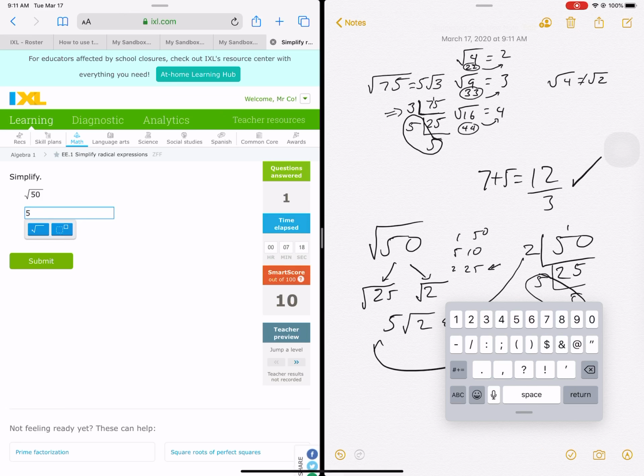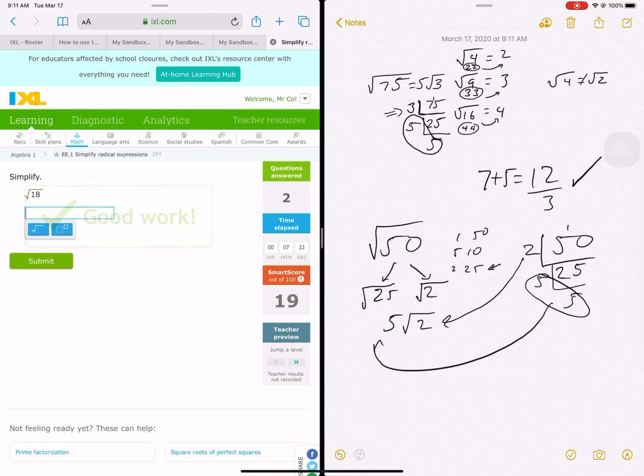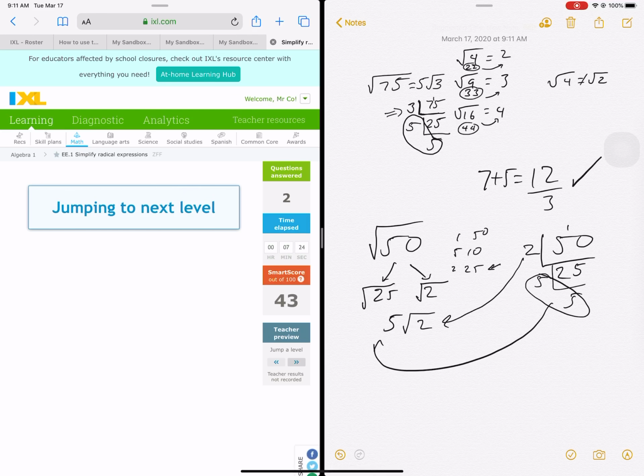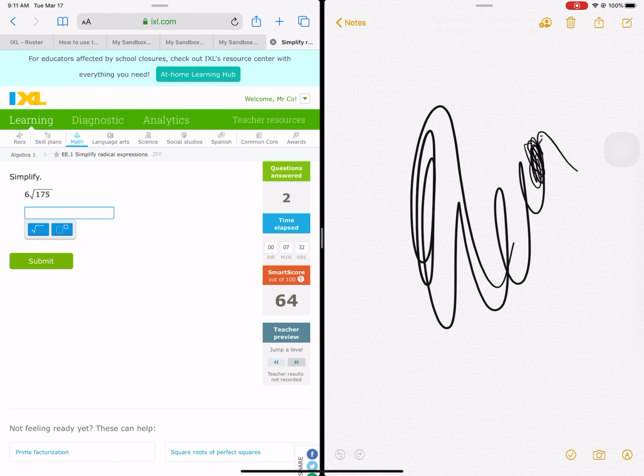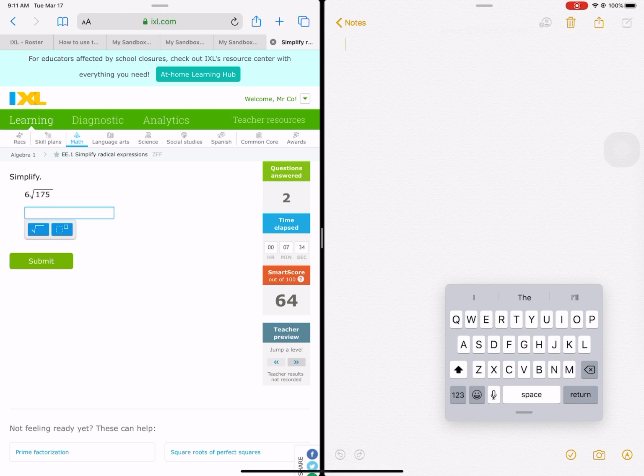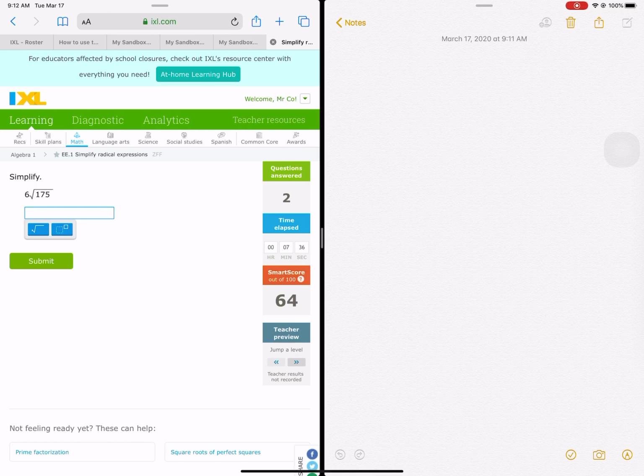5 square root of 2. Great work. Okay, let's jump to a couple levels here. Now, this one looks a little messy, right? Well, we said 6 on the outside and the square root of 175 on the inside.